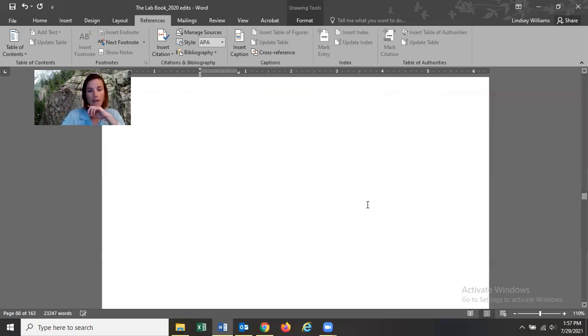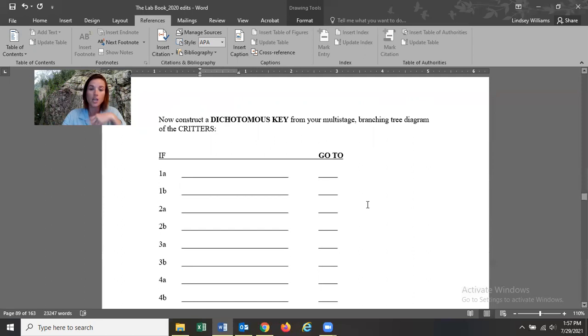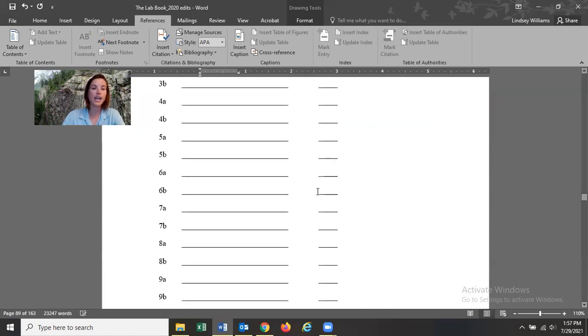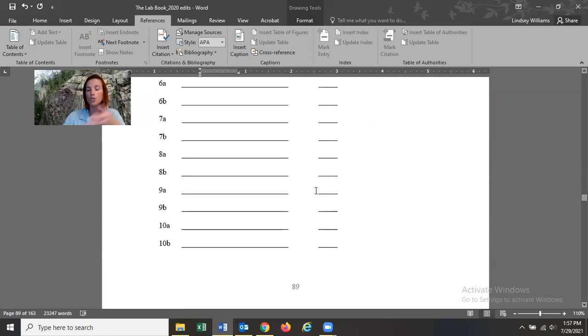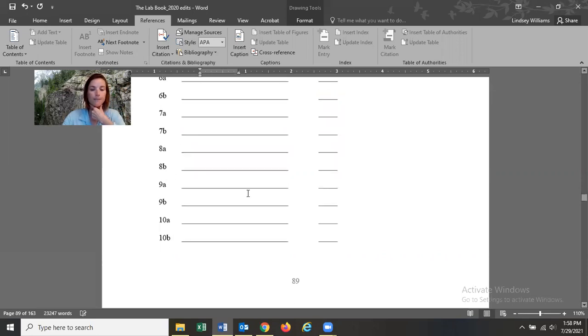And then again, this is the space to write your key. It goes up to 10. You will not do more than 10. If you get more than 10, something is wrong. Go back and look and fix it. Most students only get to 9, so that's common. If you don't use all of it, don't worry.